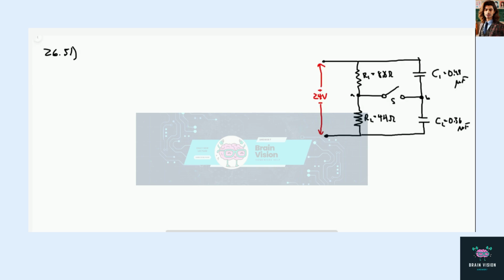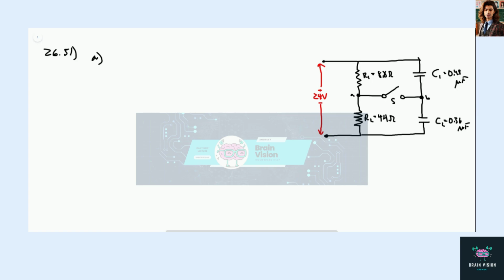Okay, so we're doing chapter 26, problem 51. We have two resistors and two uncharged capacitors shown in this circuit, and a potential difference of 24 volts is applied across the combination as shown. Part A asks, what is the potential at point A with the switch open? It says let V equal 0 at the negative terminal of the source.